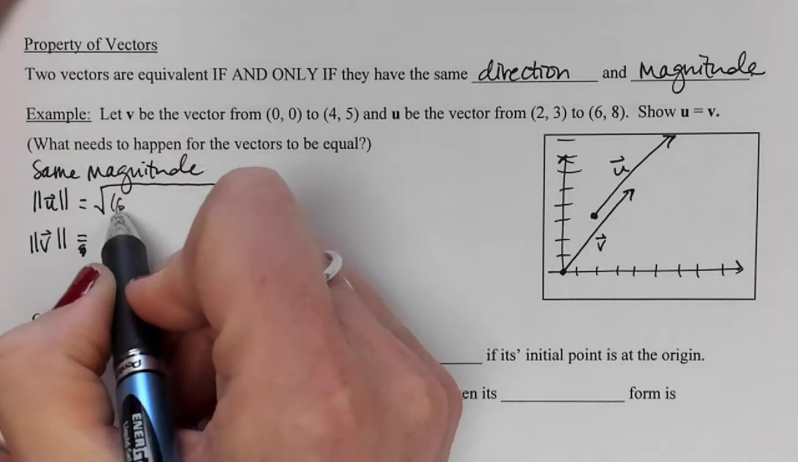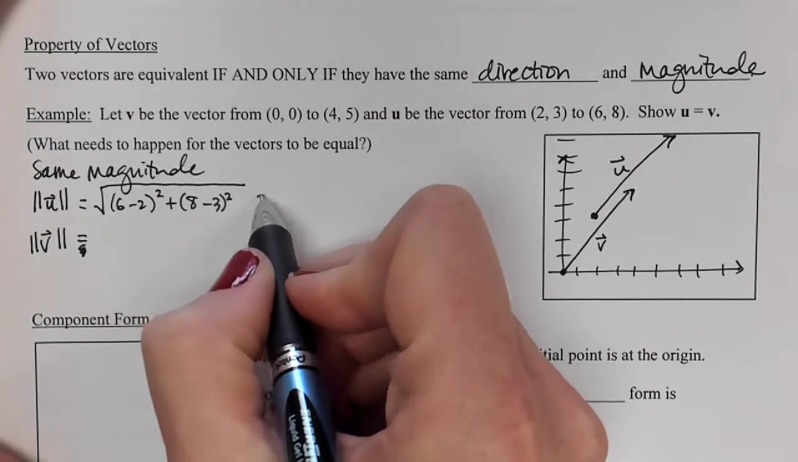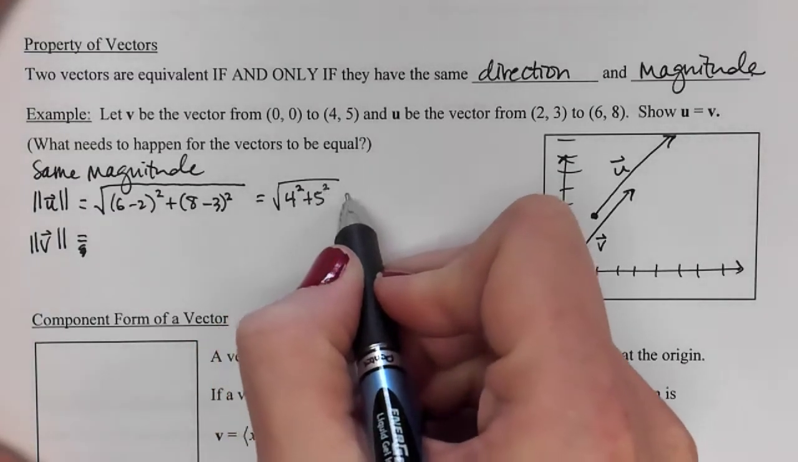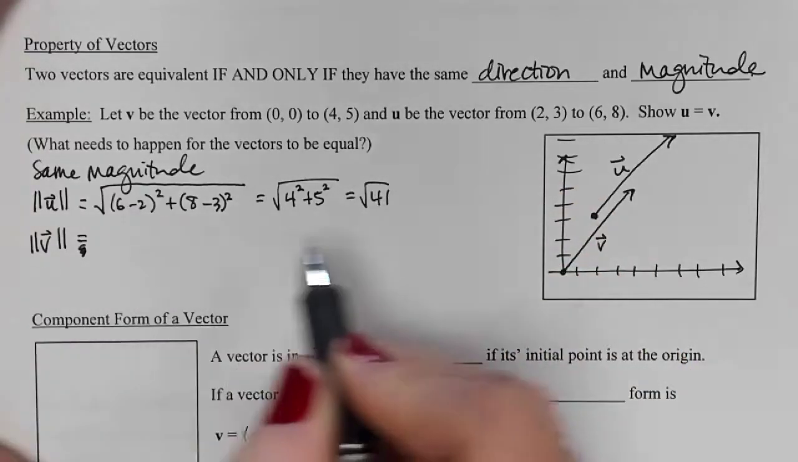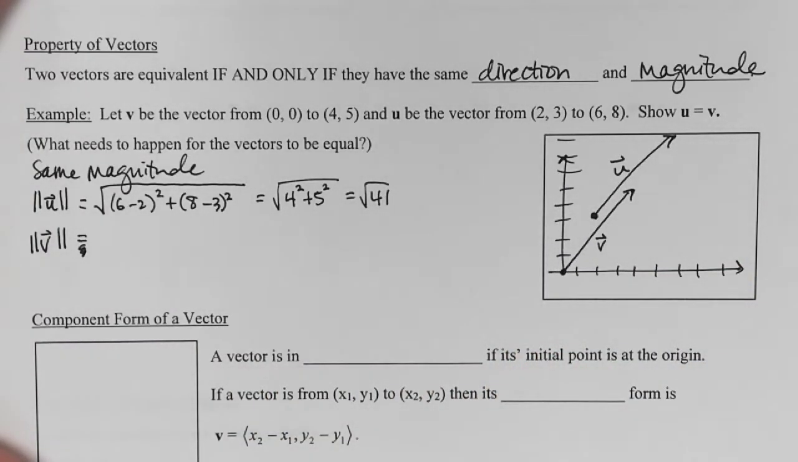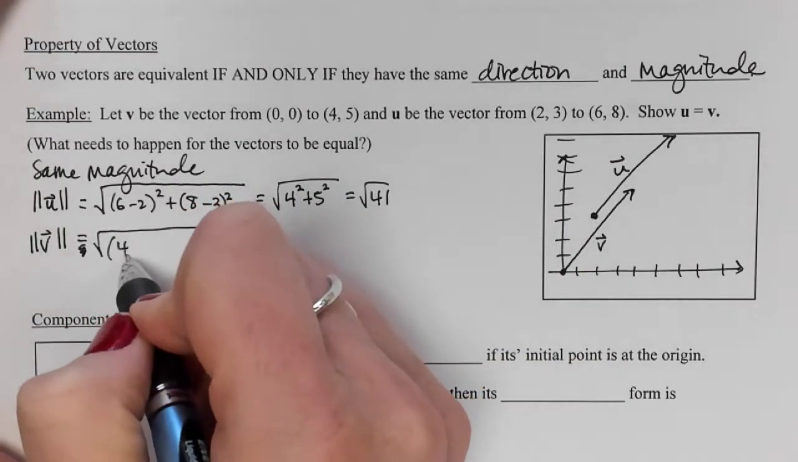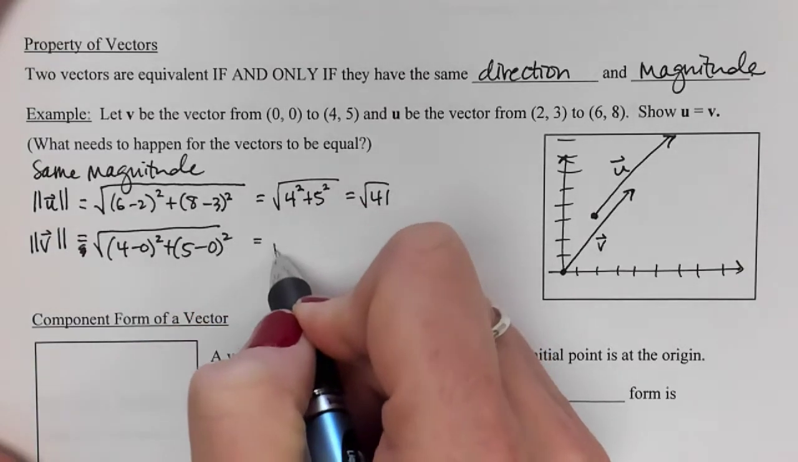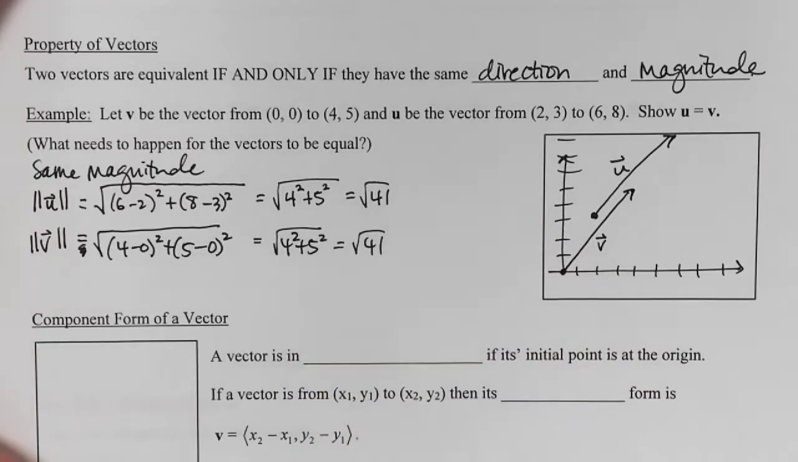So the magnitude of u: 6 minus 2, and 8 minus 3. So 4 squared and 5 squared. If I put those together, I'm going to get 41. Doing the vector v, it is going to go from 4 minus 0 and 5 minus 0. So it actually ends up being the same thing, which is good. That's half of our proof of how they're the same vector.